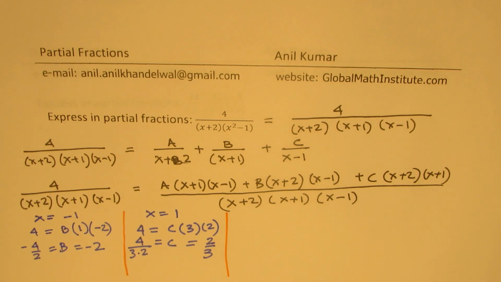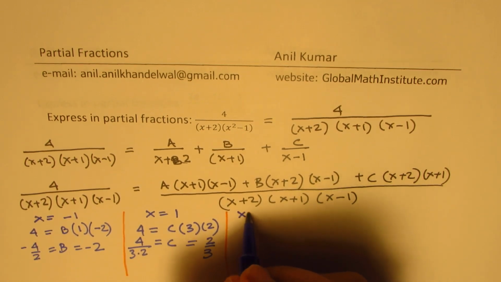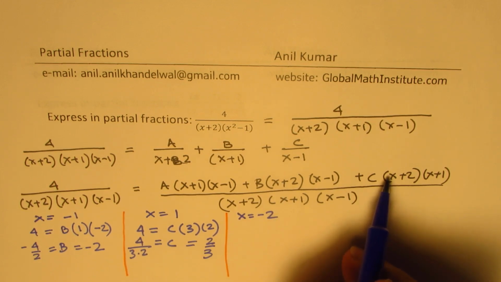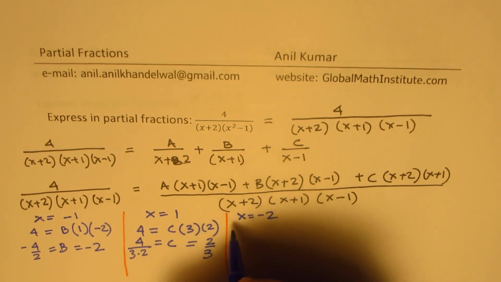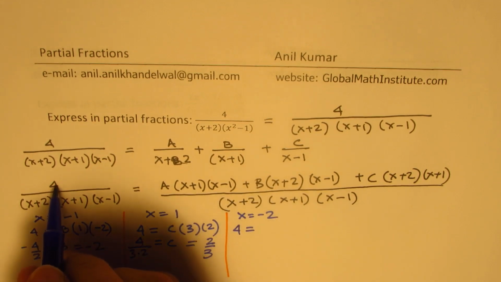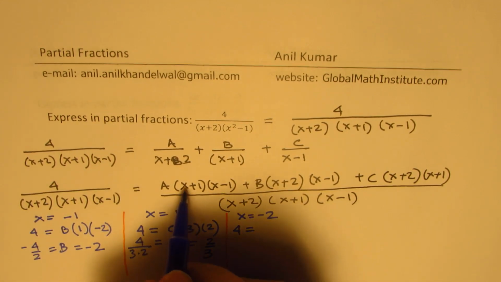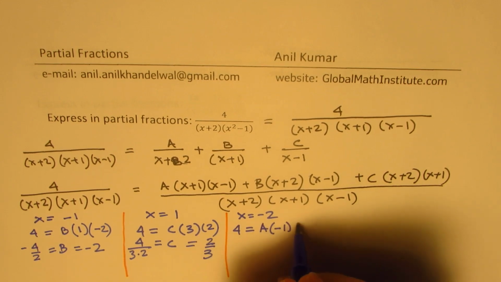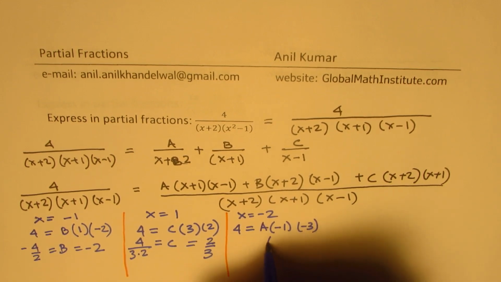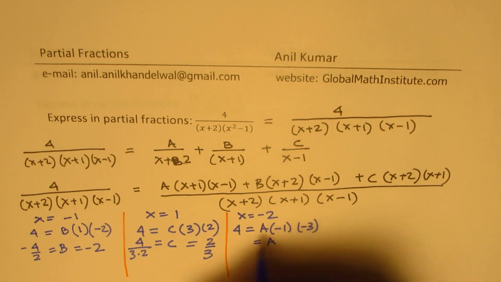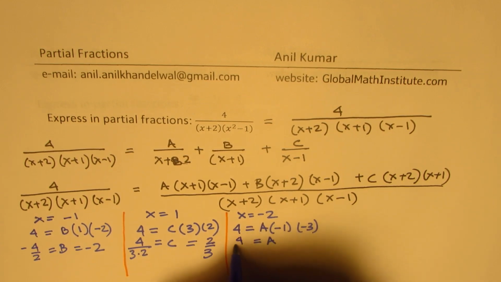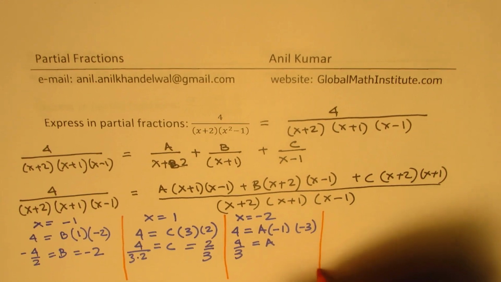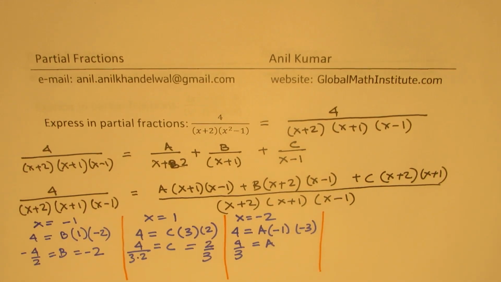Now, substituting x equals -2, we get the value of a, since -2 will make these two terms 0. So we get 4 equals, 4 is this constant, -2 for x. So we get -1 times -3. So the value of a will be 3 times 1, 3. So 4 divided by 3. Is that clear to you? So that helps us to give us a, b, and c value.